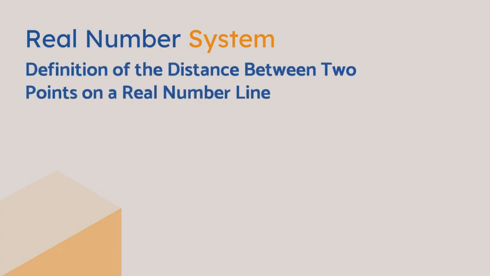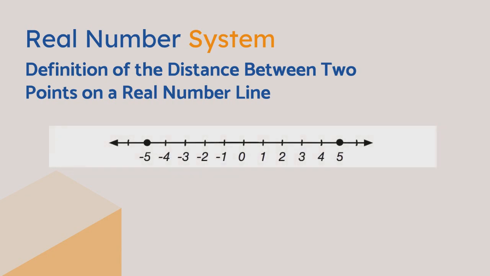Let's begin with the definition of the distance between 2 points on a real number line. If you remember, a real number line is a number line that extends to the left and to the right, where on the right you will find positive real numbers and on the left you will find negative real numbers. The extension is indefinite. It extends to the right indefinitely and to the left indefinitely, approaching infinity on both sides. On the right, it approaches positive infinity. On the left, it approaches negative infinity.